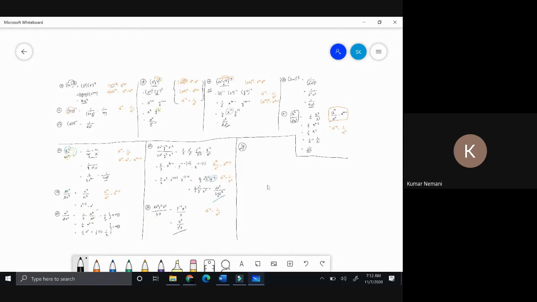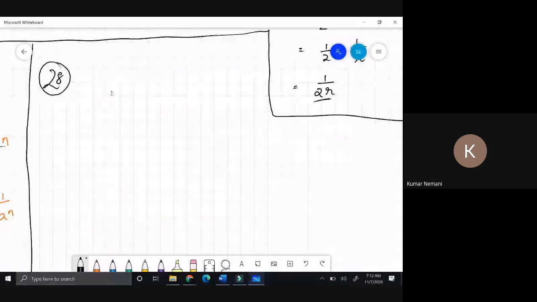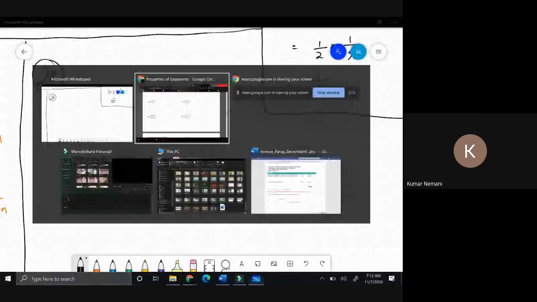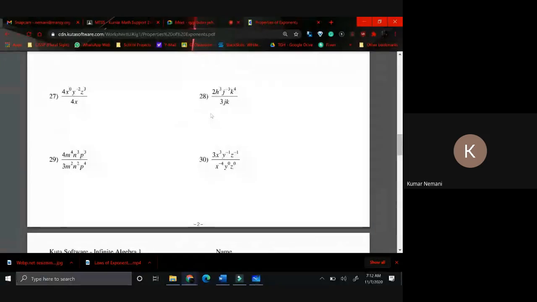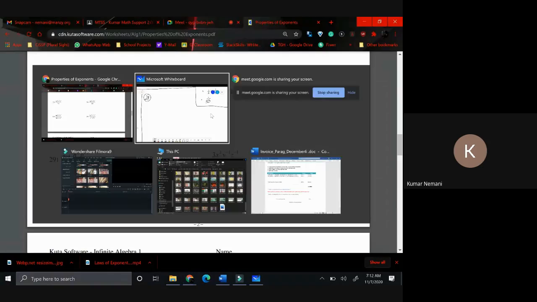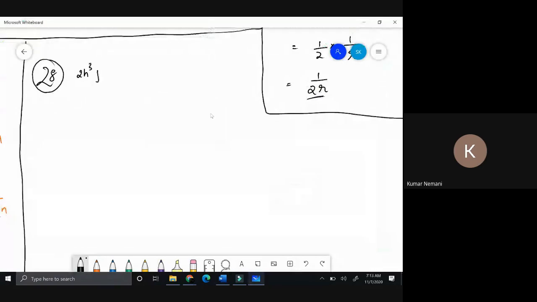We are left with 3 more problems. 2h cube j power negative 3 k power 4 divided by 3jk.